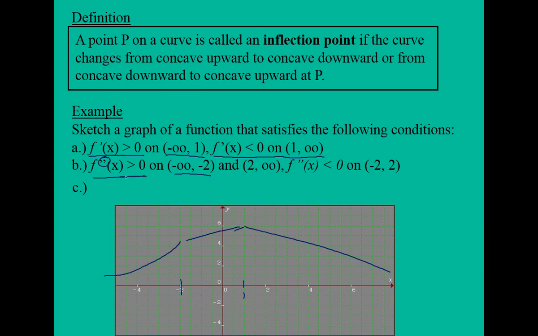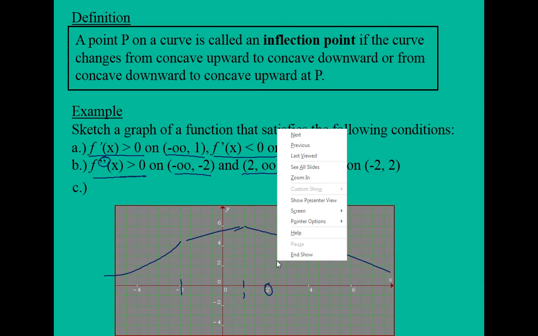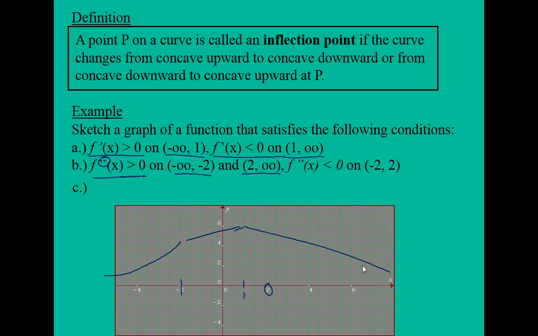Now it says the second derivative is also positive from 2 to infinity. So again, it would be concave upward. But notice, from 2 to infinity, here's 2, it's decreasing. So we're decreasing, but we're concave upward. So let me erase that portion. I know it's going to erase the whole thing, but now we're decreasing and we're concave upward. Okay.